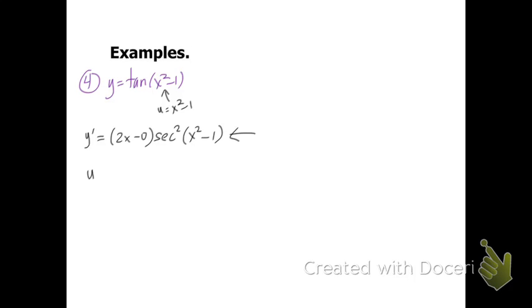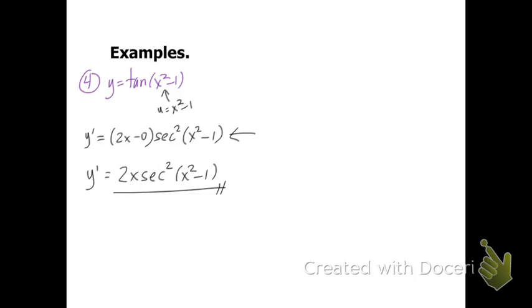And this is the derivative. So I'm just going to simplify. It's going to be 2x times secant square of x squared minus 1. So I just write it: 2x times secant square of x squared minus 1. And that's my answer. So the derivative of tangent of x squared minus 1 is 2x times secant square of x squared minus 1.